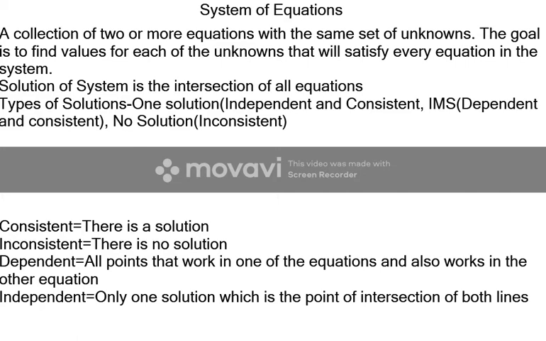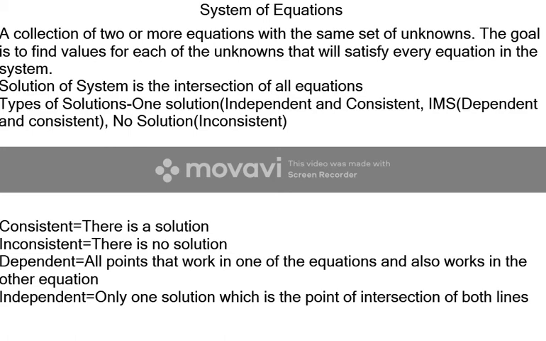Consistent is basically when there are solutions, one or more. Inconsistent is when there is no solution, like where there is no point on the graph where all equations intersect. And dependent is when all points that work in one of the equations also work in the other equations.